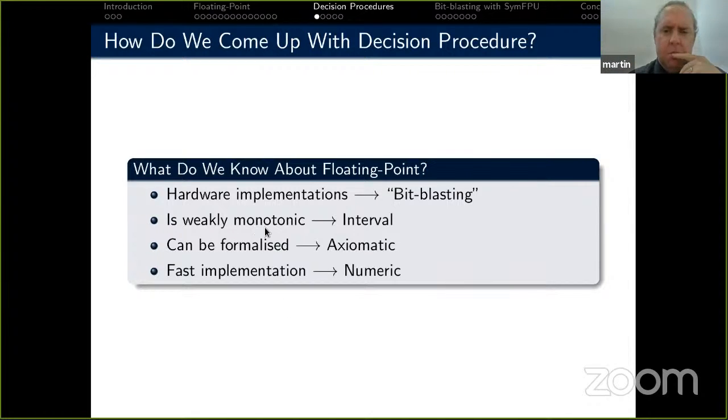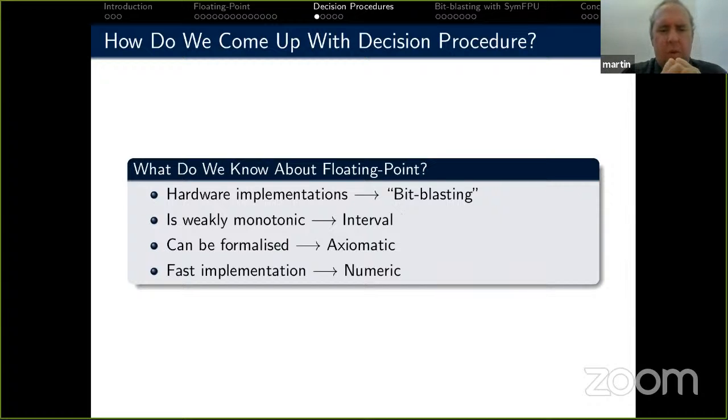We know that it's weakly monotonic. So, you know, if you've got A less than B and you add on a constant, then A plus constant will be less than or equal to B plus constant. It's one of the few properties that's really strongly maintained by floating point. And so if we've got weak monotonicity, if we throw away lots of the other stuff, we can think about, well, can't we do this with intervals?